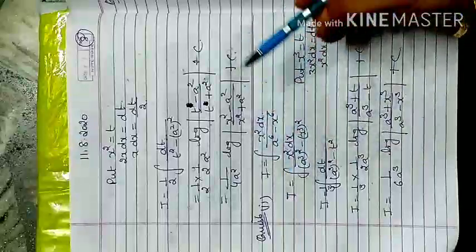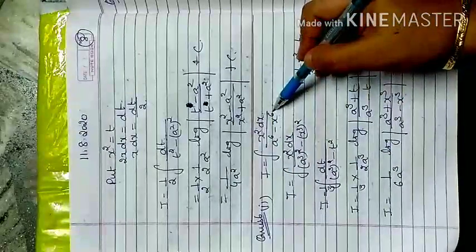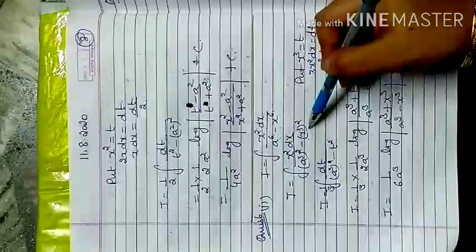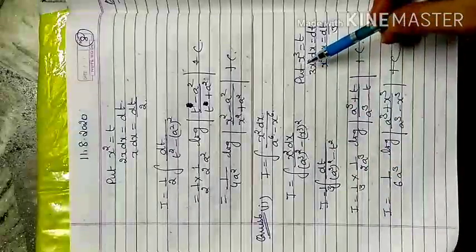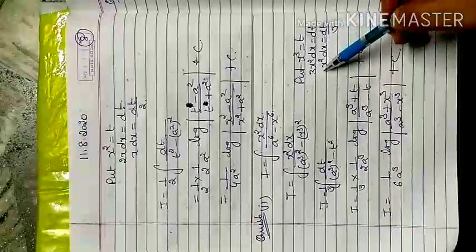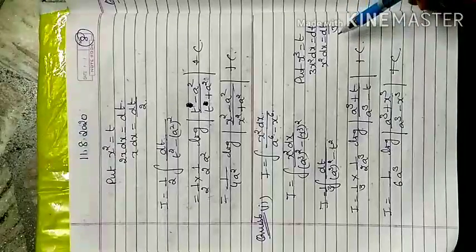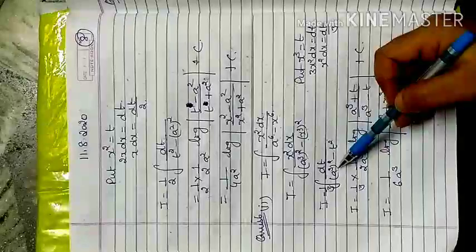Now 6th question, second part, x square dx by a raised to power 6 minus x raised to power 6. So I write a raised to power 6 as a cube whole square minus x cube whole square. So this is x square dx. Now you substitute x cube is equal to t, 3x square dx is equal to dt, x square dx is equal to dt by 3. Now a cube, because that is a constant term, you keep as it is.